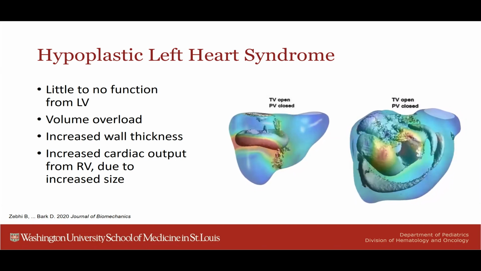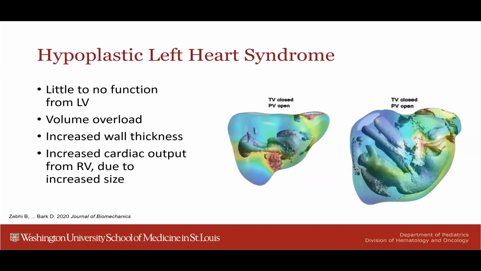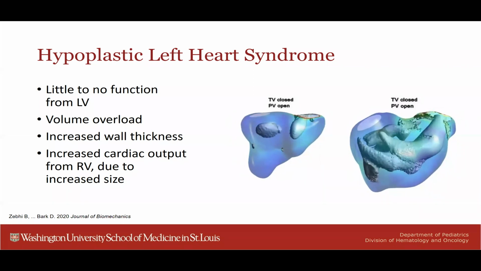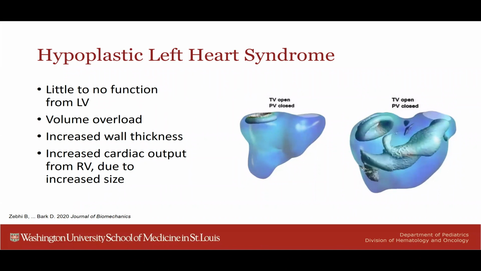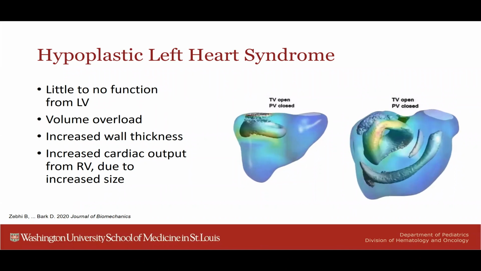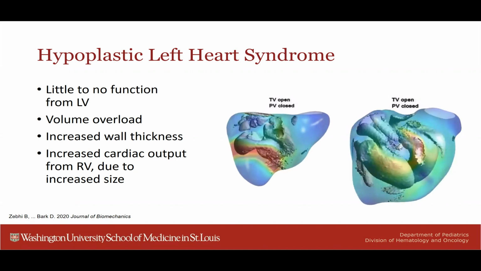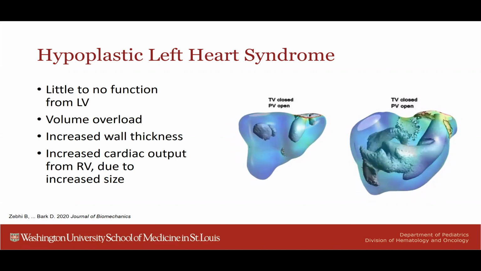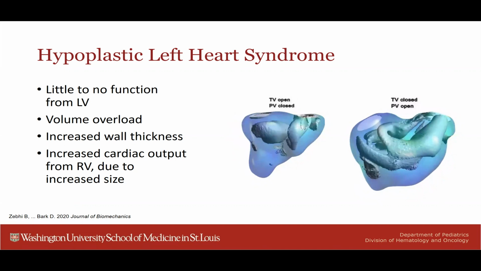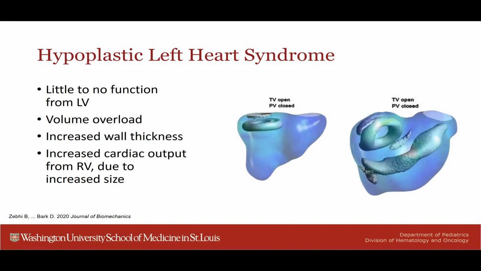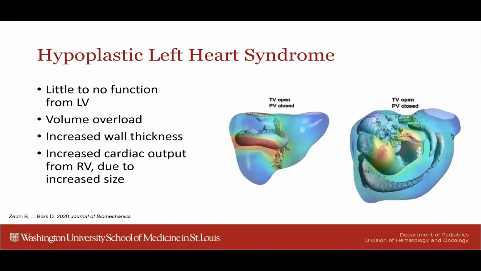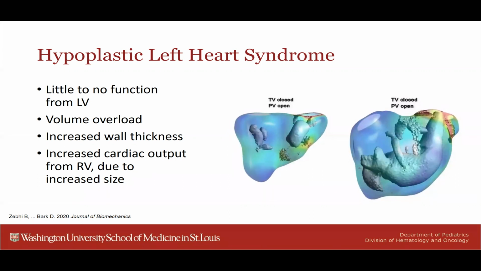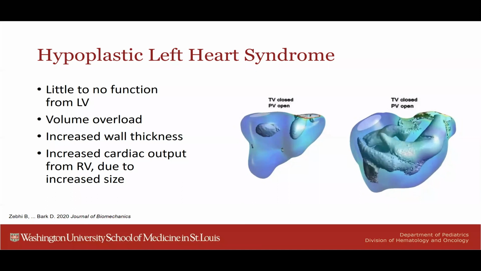There's little to no function of the left ventricle, which is why I'm not showing you what the flow looks like in the left ventricle, because it's not actually relevant in these hypoplastic left heart cases. These hearts also experience volume overload and increased wall thickness. We think the increased wall thickness might be related to increased pressure that's required for the right ventricle to pump for the entire body, since right now it's the only ventricle that's really providing blood to the body, and the left is relatively useless at this point.